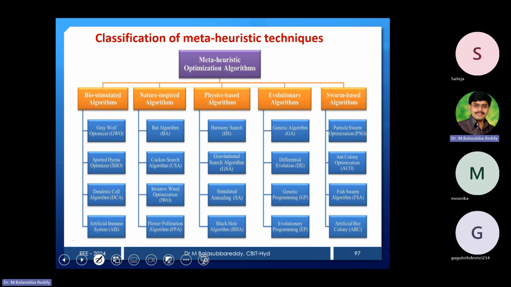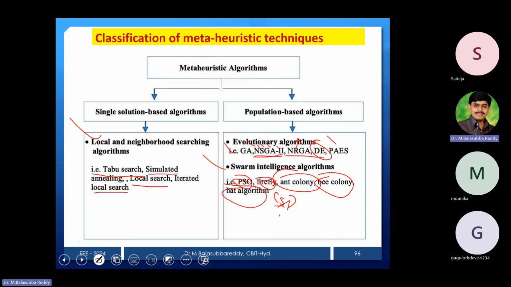Now, we can see the classification again in a different kind of representation. As per the previous one, I showed you the single solution based algorithm and population based algorithm. All these things I made into one classification table so that it is easy for you to represent from the exam point of view also. In the population based algorithms, again, I divided them into evolutionary algorithms and swarm intelligence algorithms. And single solution is the local or neighborhood search. All these things are merged here.